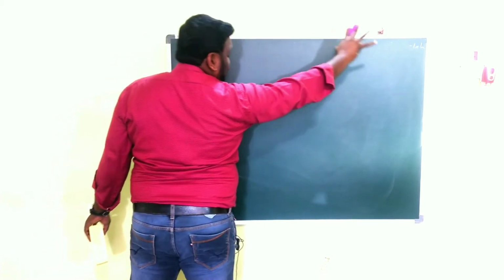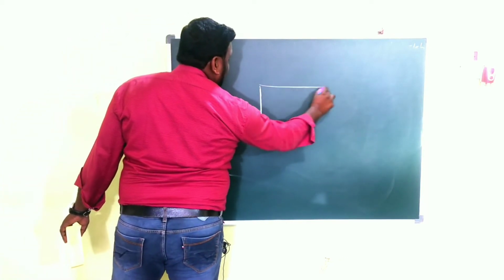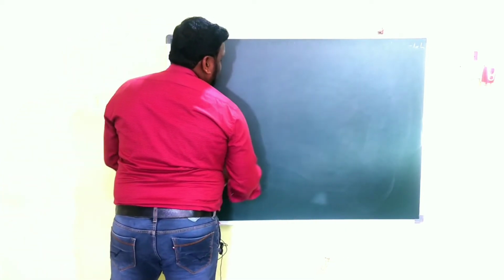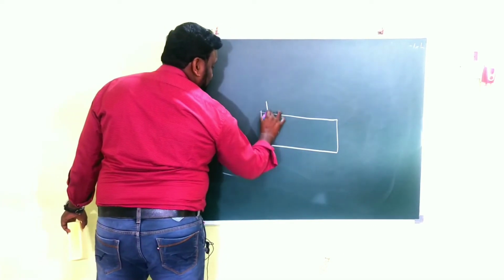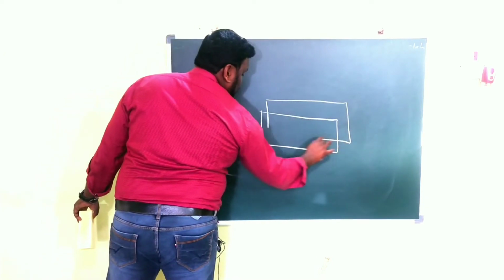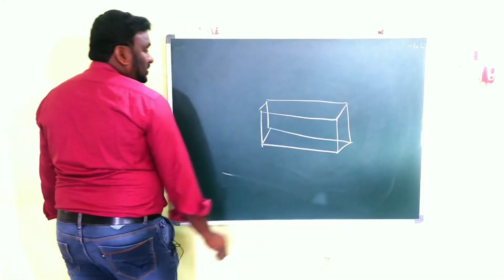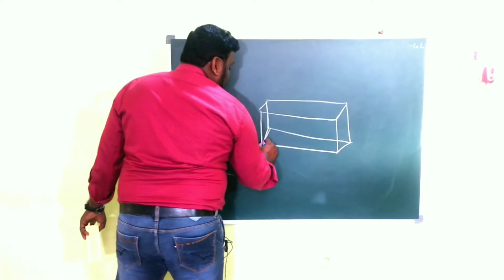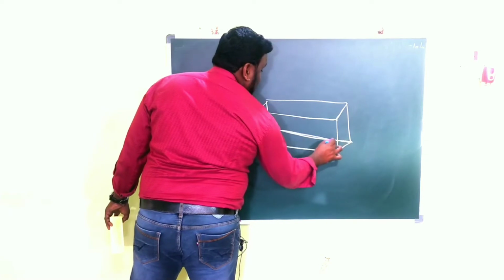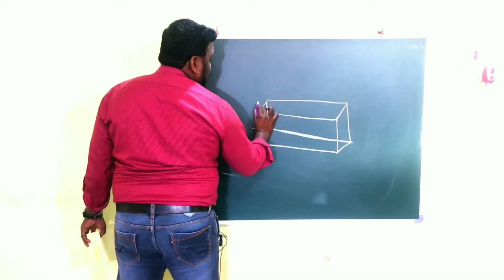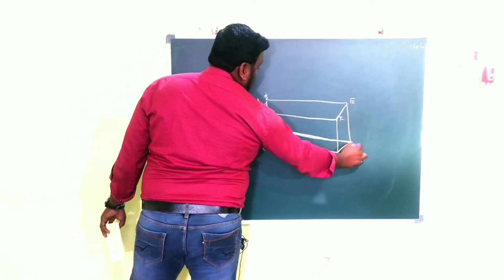So just imagine this board is the chart. On that chart we have kept a glass slab. Clear now? This is the glass slab. On that I am tracing the boundaries like this. Here we have already given names like A, B, C, D, E, F, G, H.